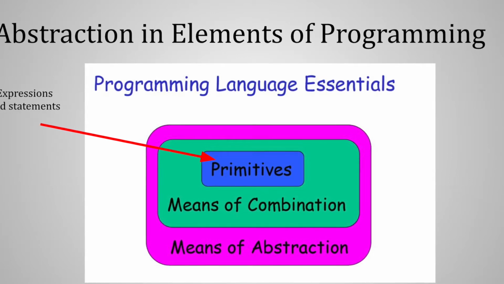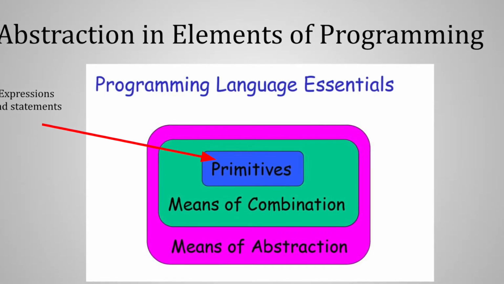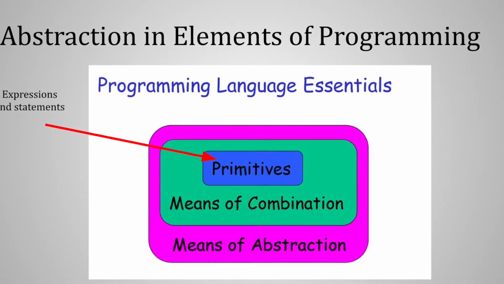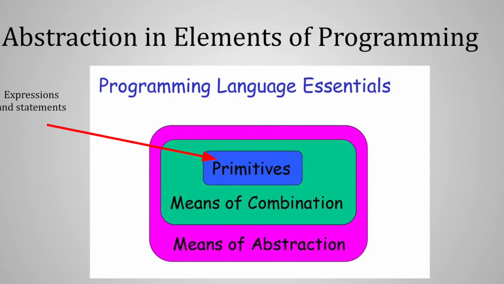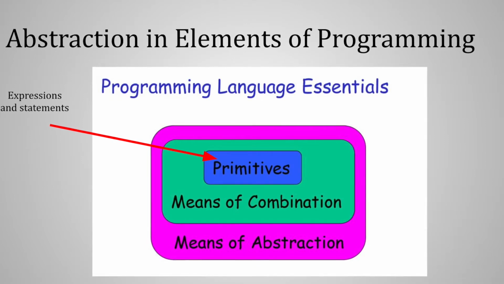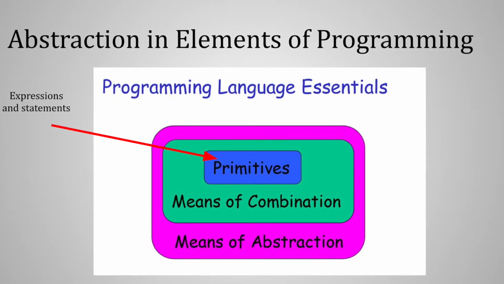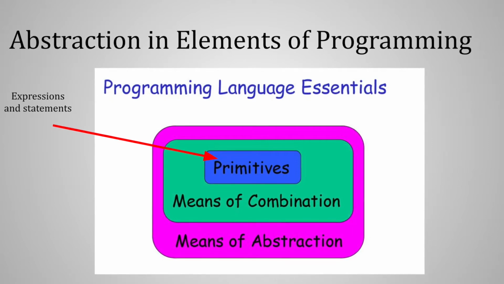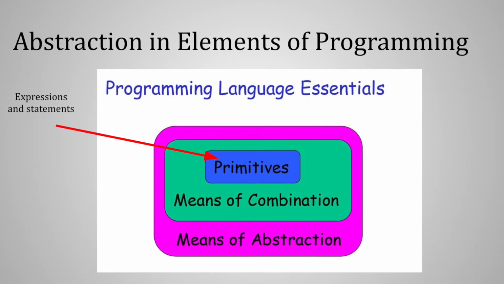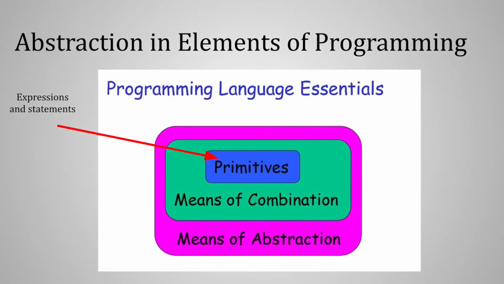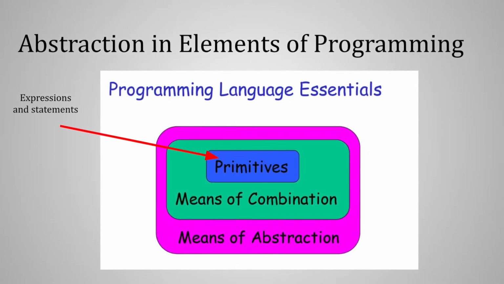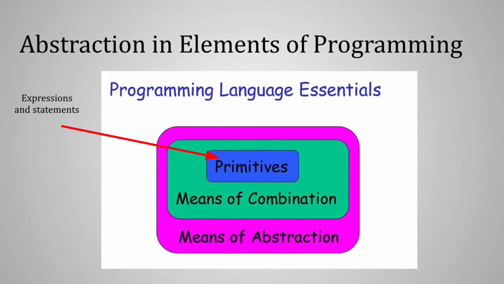These three mechanisms are: the first one is expressions and statements, which represent the simplest building blocks that the language provides. The second one is means of combination, through which you can compound elements built from simpler ones. And the third one is means of abstraction, by which compound elements can be named and manipulated as units.